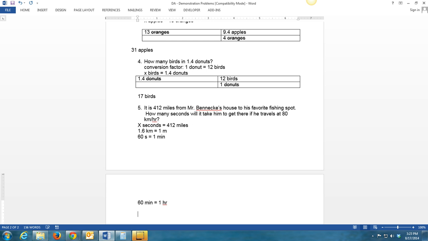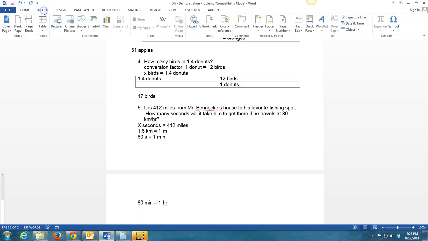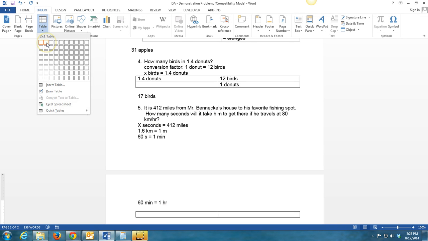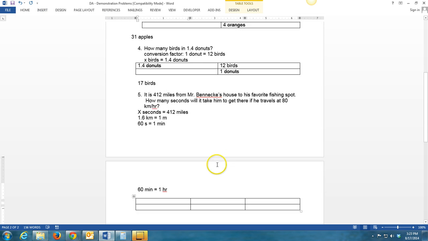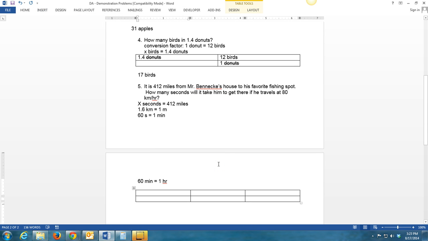All right, so now I come down, I'm going to put in my table. And I know that this one's going to be a little bit bigger, but let's just start with 3. And then you'll know how to add a cell if you need to. So we are asking how many seconds equal 412 miles. So I'm going to put in the 412 miles. Actually, I'm going to write it out in this problem. Miles here.